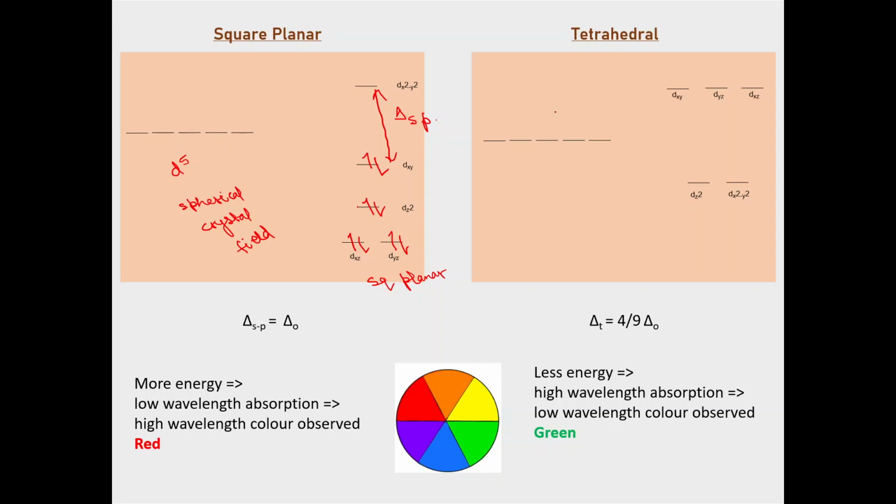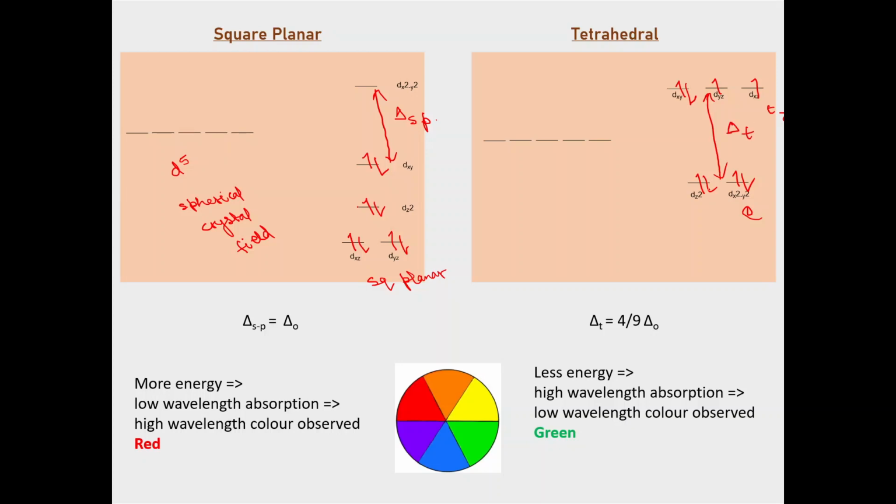Similarly, when the d orbitals are present in a tetrahedral crystal field, they split into two sets, which are the E and T2 sets. The E set consists of dz square and dx square minus y square, whereas the T2 set has dxy, dyz, and dxz. So here also, one, two, three, four, five, 6, 7, 8, right? And here the crystal field splitting is delta T.